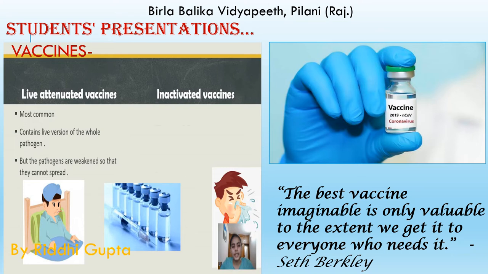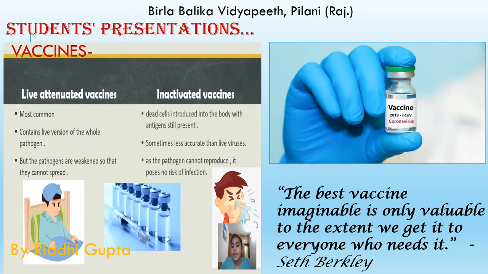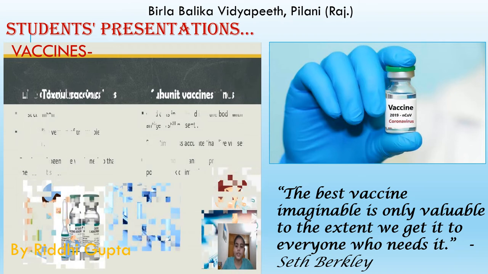The next one is the inactivated vaccines. Some vaccines contain an inactive version of a pathogen, one that has been killed already. The immune system can still recognize and respond to the pathogen, but as the pathogen cannot reproduce, it poses no risk of infection. Cholera, hepatitis A, and rabies vaccines all contain inactivated pathogens.